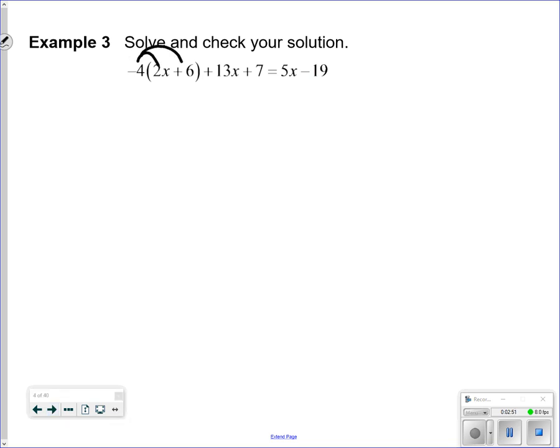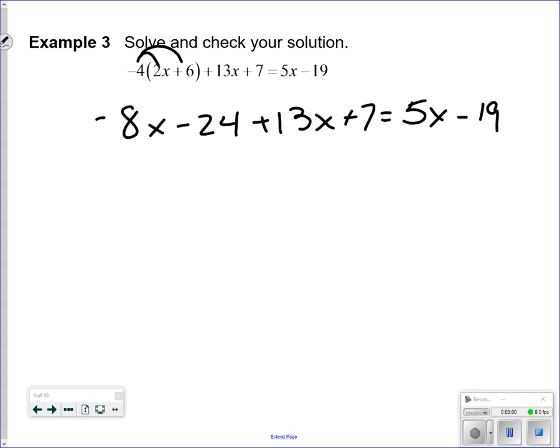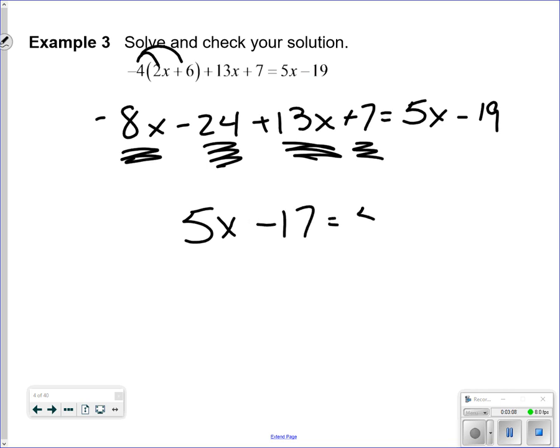So I'm going to distribute. I'm going to multiply to everything that is inside the parenthesis. Then I'm going to add like terms on the same side. So -8x and 13x I can add together, and -24 and +7 I can add together. Now, there's going to be a little bit of an issue here. I'm going to use a different color. I'm going to subtract 5x.